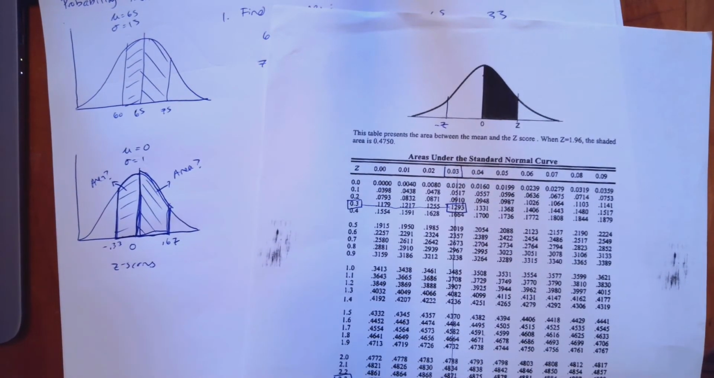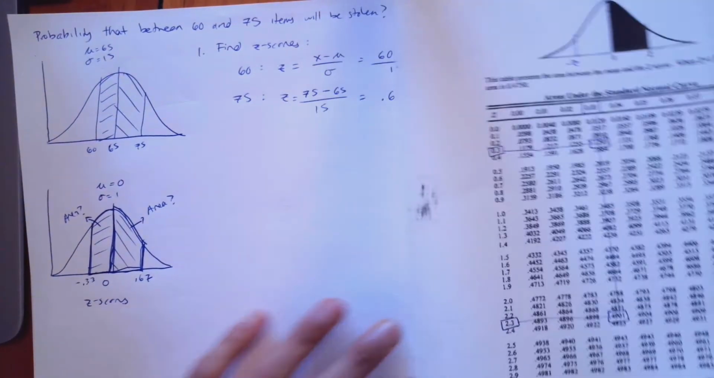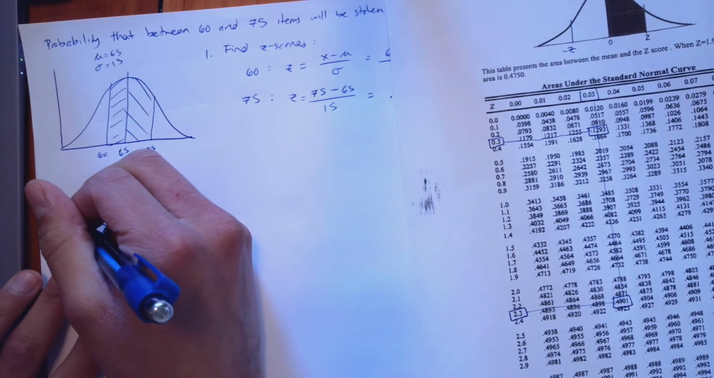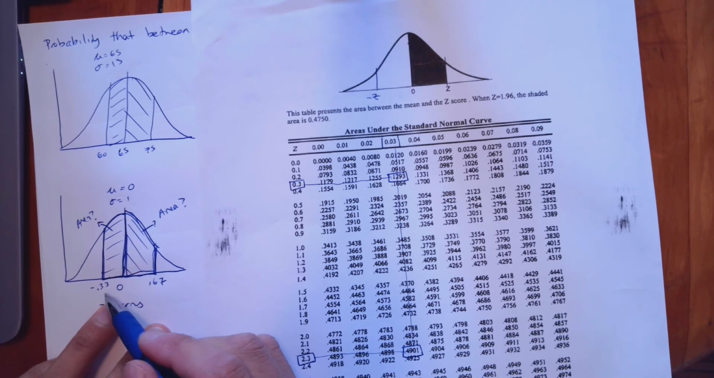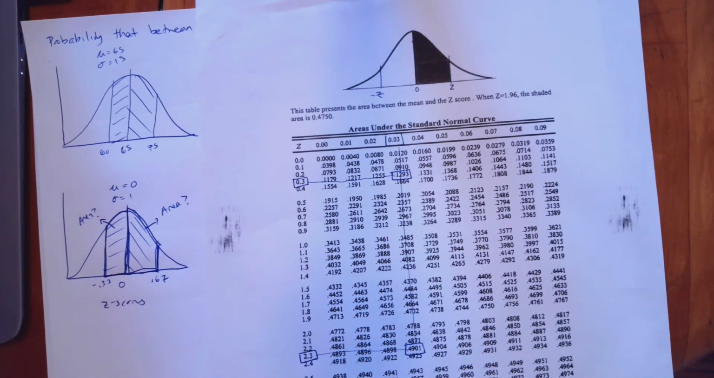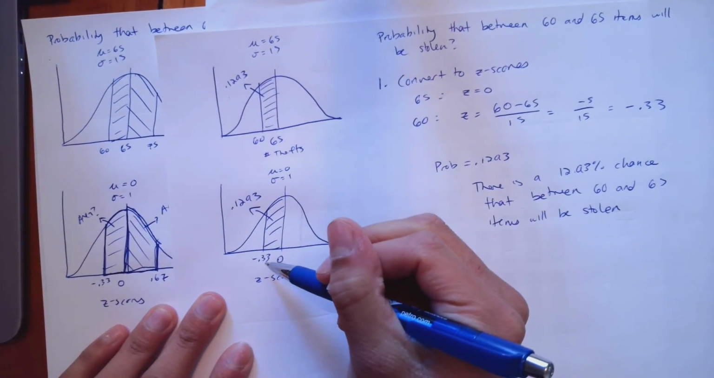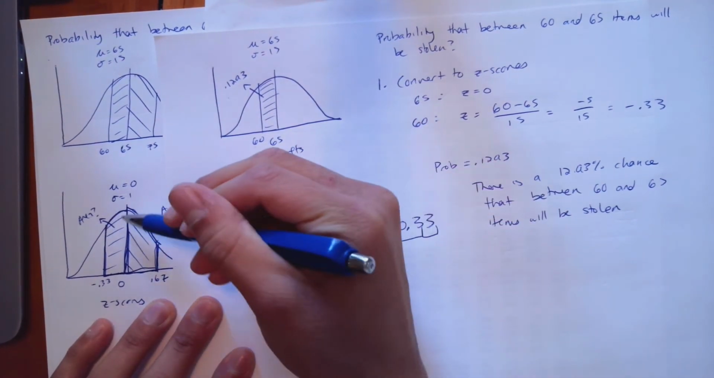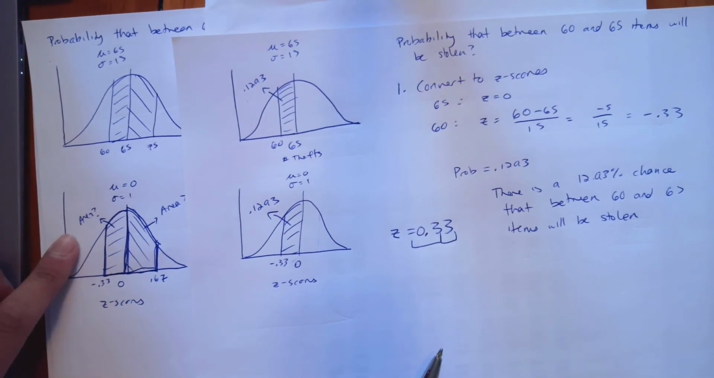And if we can find both those areas, we can add them together to get the total area under the curve for these shapes. So our first area here is going to be given by the area between 0 and a z-score of negative 0.33. We already found this one on the last example. As you can see, we're at 0 and negative 0.33, and we're looking at this shaded area here, which corresponds to the shaded area here. So we already know that our first area is equal to 0.1293.